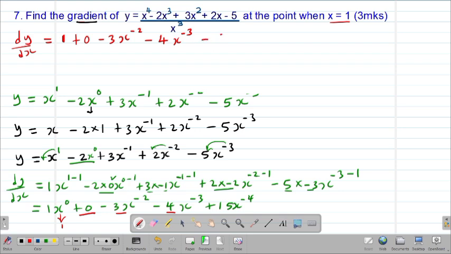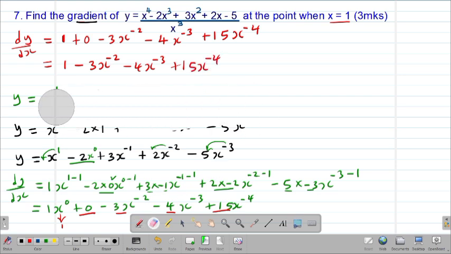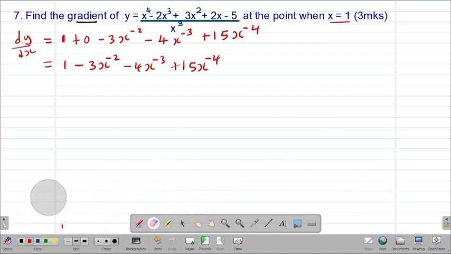Then I'll have minus 5, that is minus 15. No, negative gave me a positive, so this is positive 15 x to the power of negative 4, which essentially will give me 1 minus 3x to the power negative 2, then minus 4x to the power negative 3, then plus 15x to the power negative 4. So to differentiate so that we can get the gradient function, my dy/dx, yeah, I already have the gradient function.